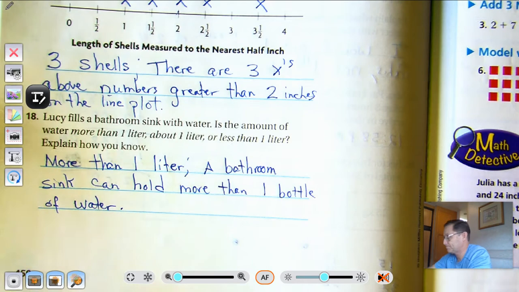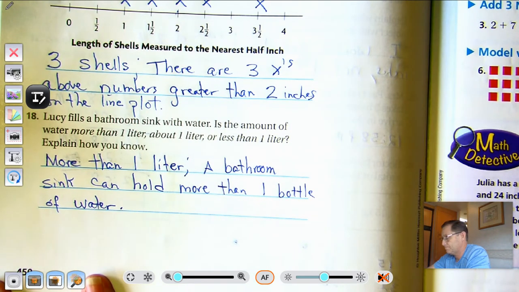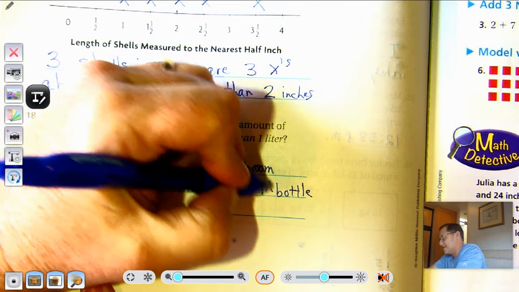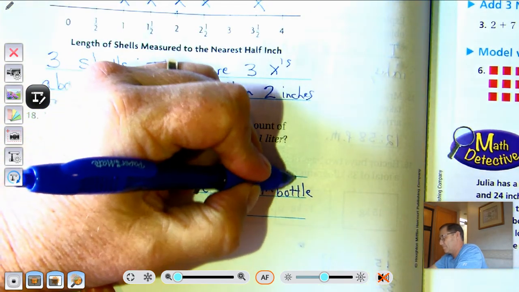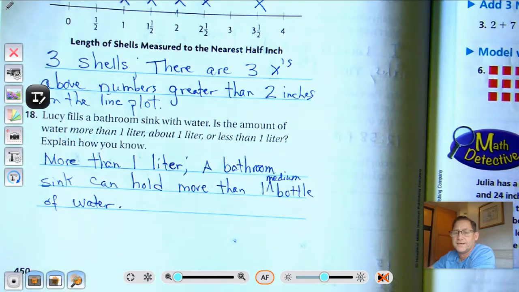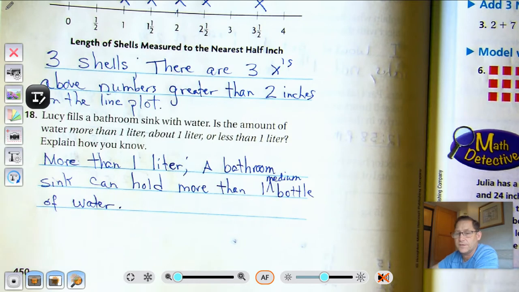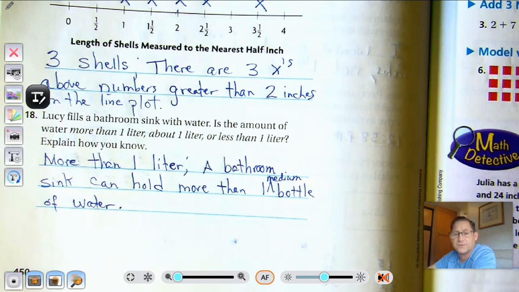So I guess we can say medium. Okay. So the ones that we're drinking at school that are kind of medium bottles, we don't take the big 2 liter bottles of soda to fill it with water to drink during the day. Okay. It's a medium sized bottle. Okay. It's not one of those little tiny ones either. All right. So anyway, the bathroom sink will hold more than 1 liter.